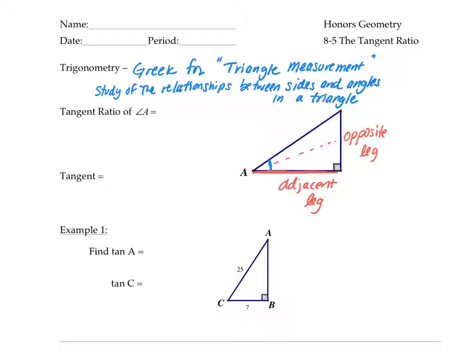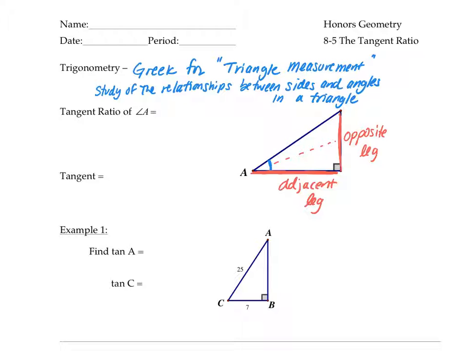Remember that the legs are the 2 sides that make up the right angle in a right triangle. So if you go across the triangle, that's the opposite leg. If you're using the leg that forms one side of your angle, that's the adjacent leg.